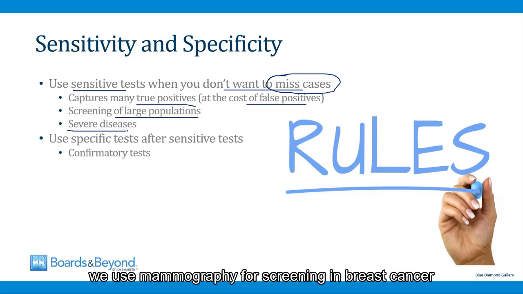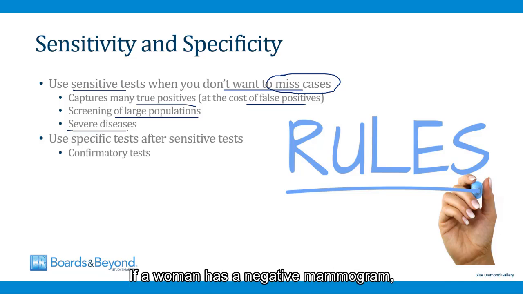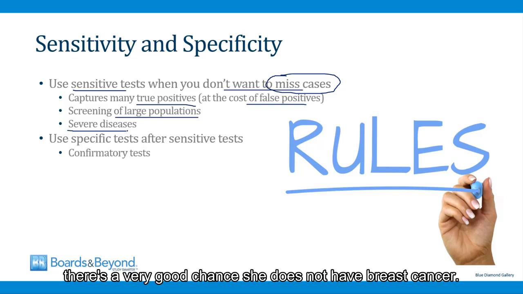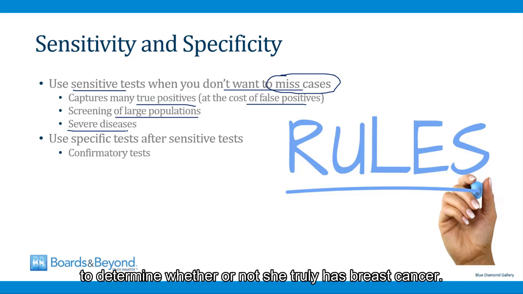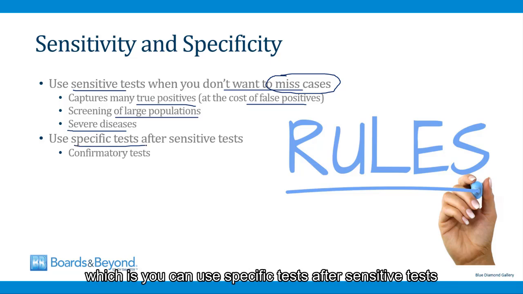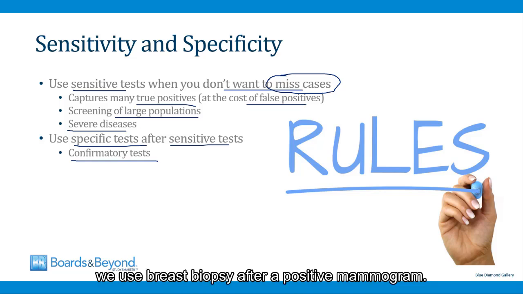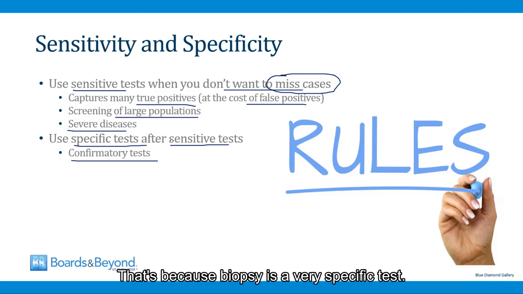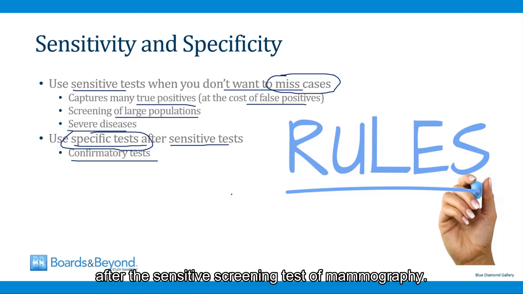For example, we use mammography for screening in breast cancer because it's a severe disease that we don't want to miss. If a woman has a negative mammogram, there's a very good chance she does not have breast cancer. If the mammogram is positive, though, that could be a true positive or a false positive, and she needs further testing to determine whether or not she truly has breast cancer. And so that leads to my second point, which is you can use specific tests after sensitive tests to confirm the diagnosis of a severe disease. So in breast cancer, we use breast biopsy after a positive mammogram. That's because biopsy is a very specific test, and so we use it after the sensitive screening test of mammography.